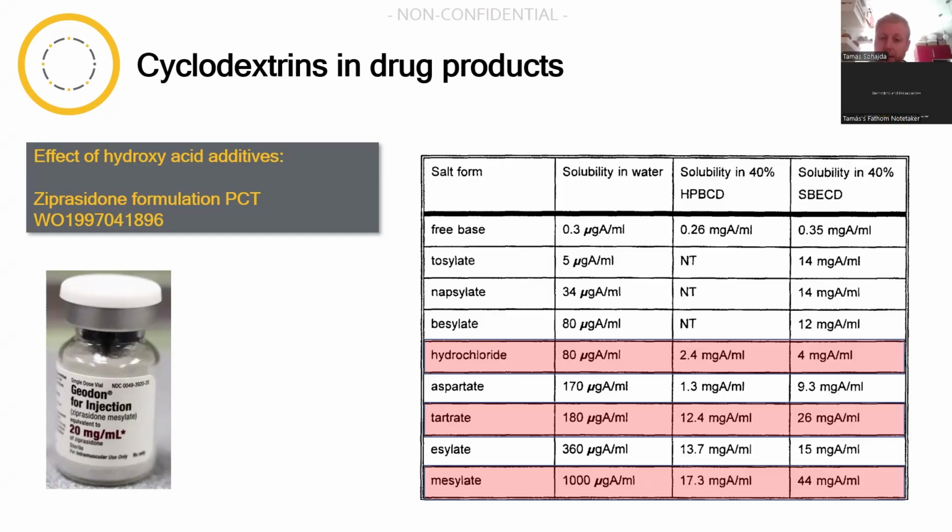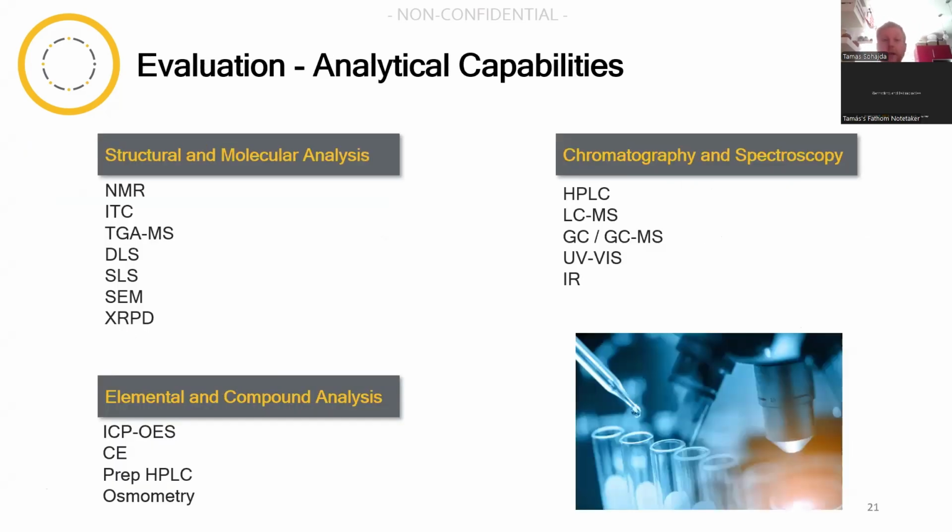Similarly for this ternary effect, especially if the counter ion is organic, because with inorganic anions, cyclodextrins do not really interfere, but with organic ions, obviously, they can interact.